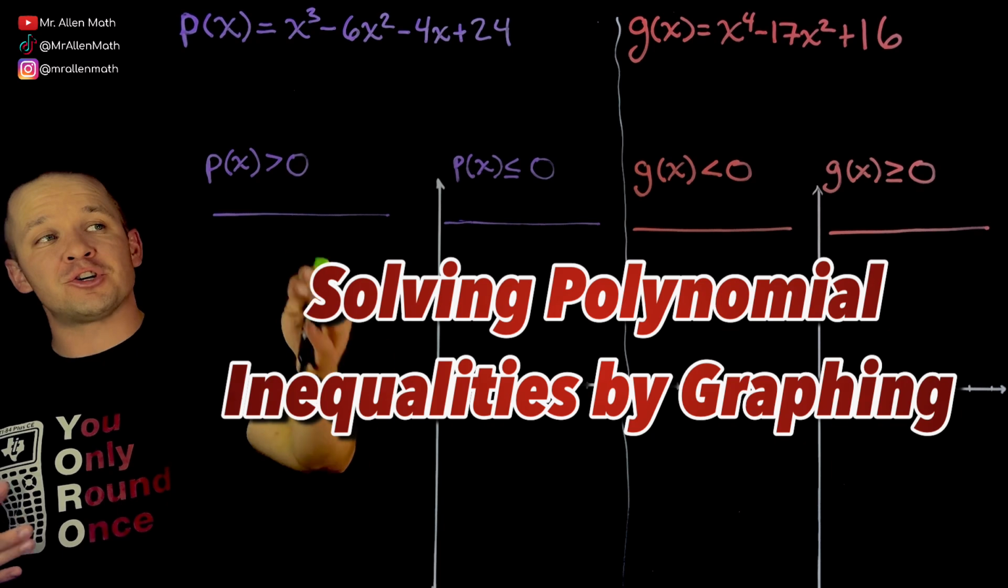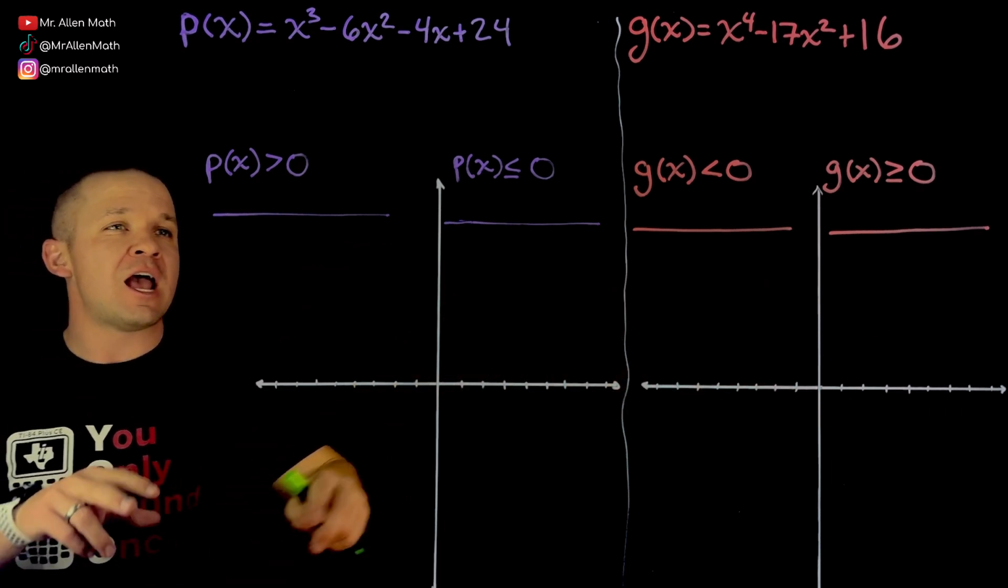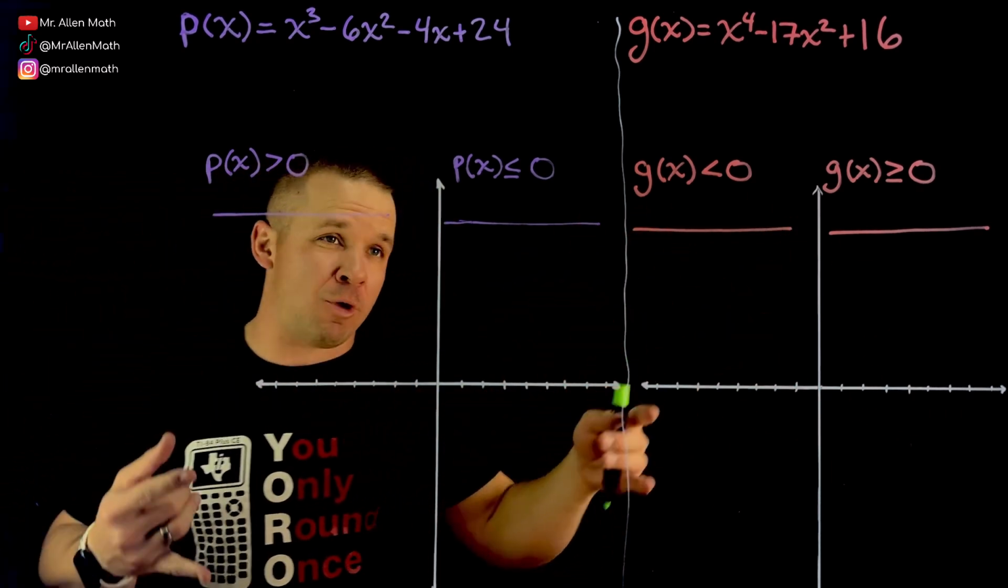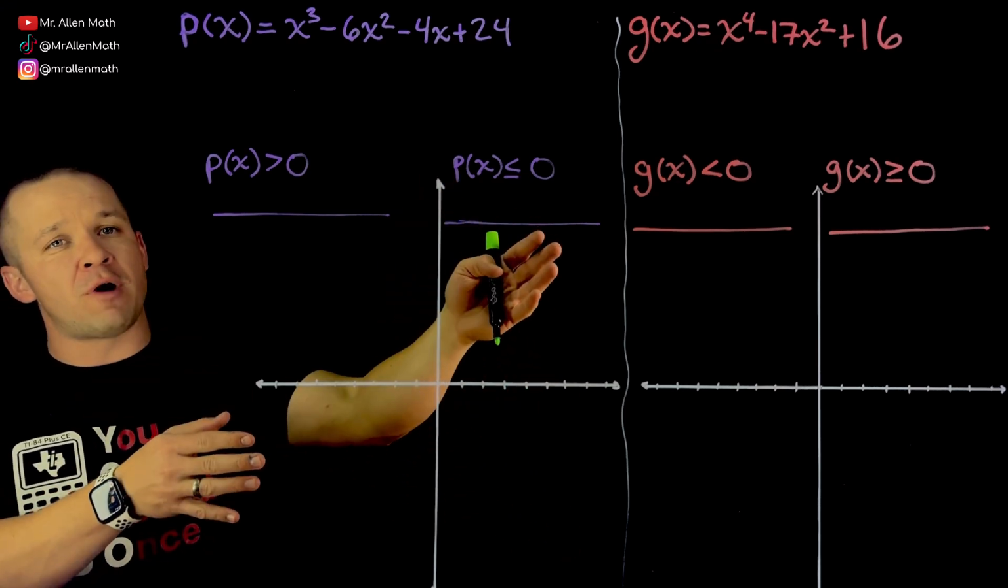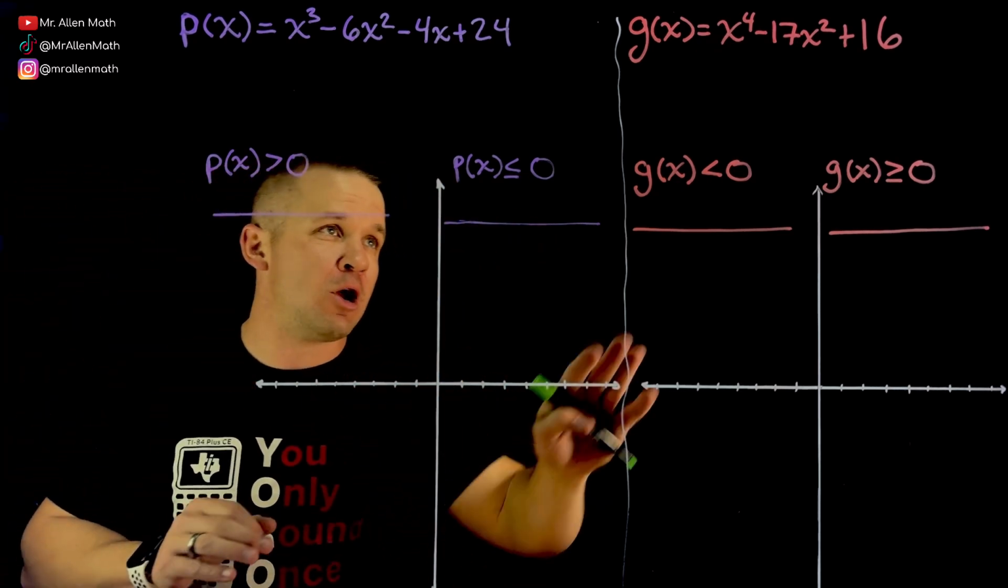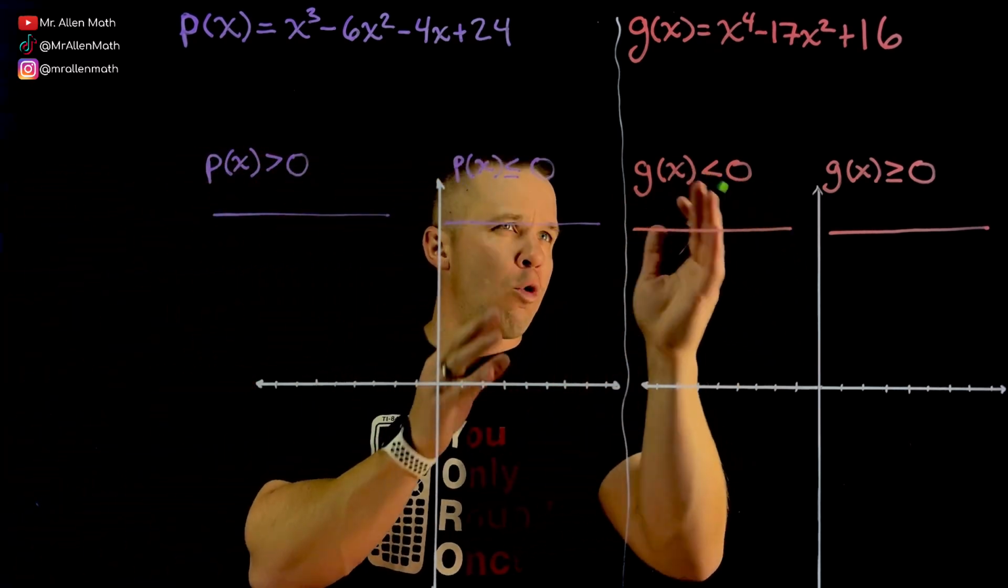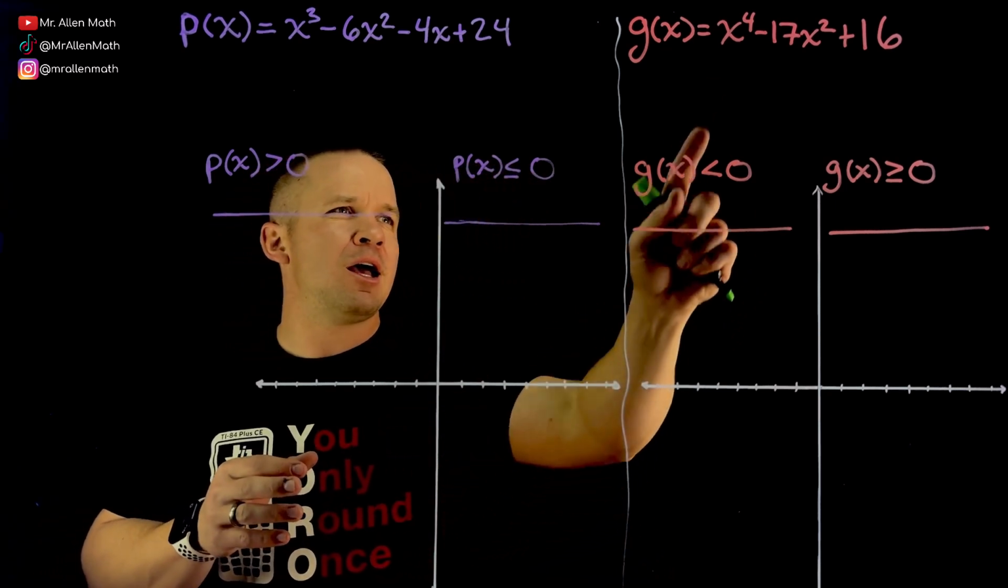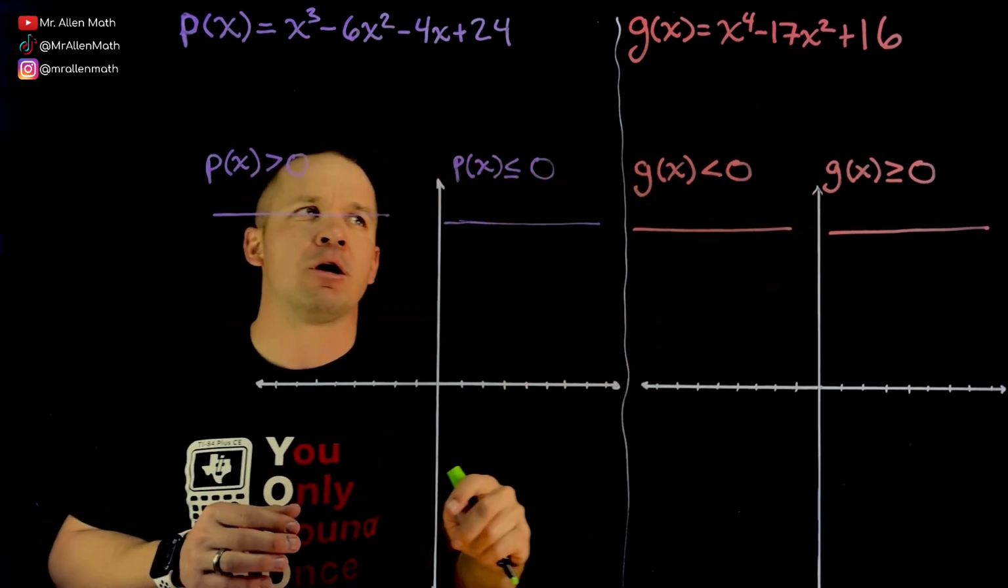I've got a cubic function and a quartic function to solve, and two different scenarios of inequalities for each. So I'm going to start over here on the right, so the writing's not all on my face when I'm doing this one. So I have a quartic function, a trinomial, it's got three terms.